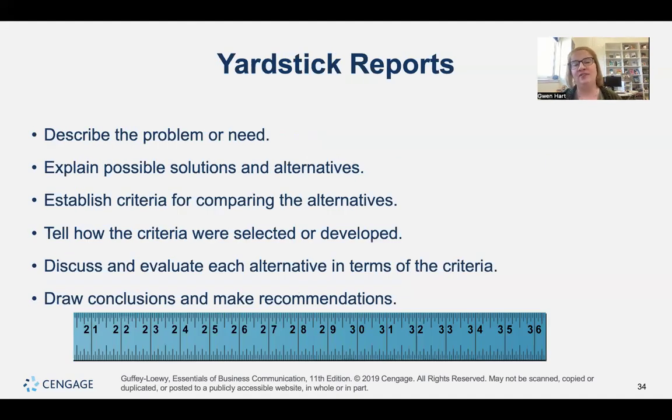A yardstick report is a little bit different in that it is actually measuring solutions against set criteria. So you're describing the problem or the need, explaining possible solutions and alternatives, and then establishing criteria for comparing them. So for example, I think Brad Pitt has a nonprofit, the name of which is escaping me, but it was to build housing in Louisiana after a hurricane. And he had some very specific criteria for how this housing needed to be built.